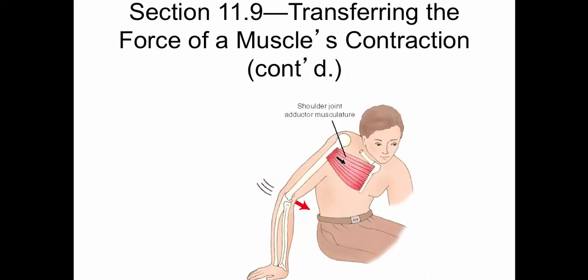Another example of the force of a muscle's contraction being transferred to a joint that the muscle doesn't cross is shown here. This slide shows the contraction of the shoulder adductor muscles with the distal end of the upper extremity fixed. In this scenario, movement of the humerus is transferred across the elbow joint to create extension of the forearm at the elbow joint.